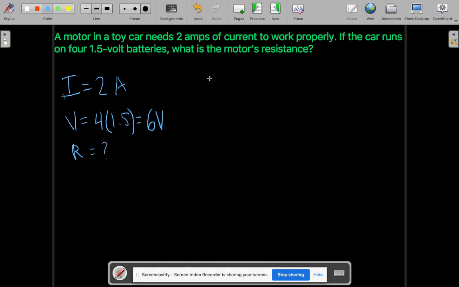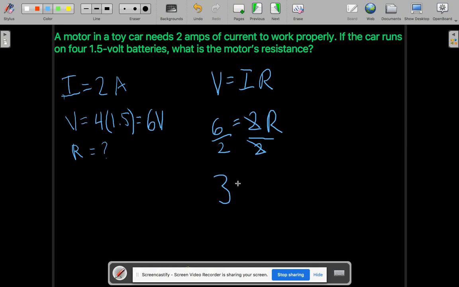So again, we're going to start with our standard formula here, which is V equals I times R. Our voltage is 6 volts equals our I, which is 2, times our R. So in this problem, it's 2 times R. So again, opposite operation. We're going to divide by 2, both sides. That cancels our 2 out. So now we're left with 3. 6 divided by 2 is 3, equals R.